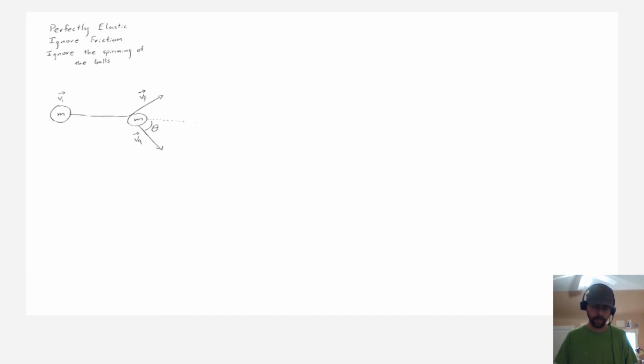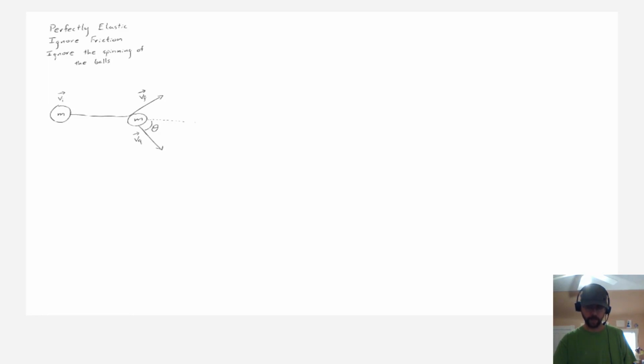So if that helps the imagination, you have a pool ball, the cue ball of mass m, hitting another pool ball of mass m. It's not hit directly in the center, it's hit off to the side a little bit, so that the cue ball flies off at an angle, and the pool ball, the numbered ball, also flies off at an angle.